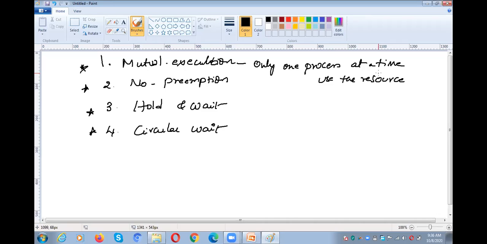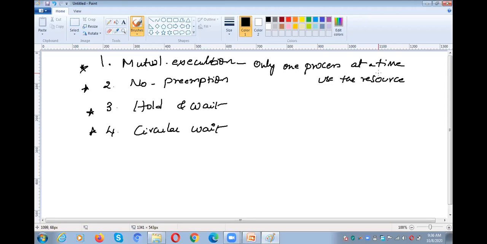For example, whenever you assign or allocate a resource to a particular process, the process will use the resource. After completing the task, the process will release the resource. The process will never release the resource while it is doing the execution. That is called no preemption.